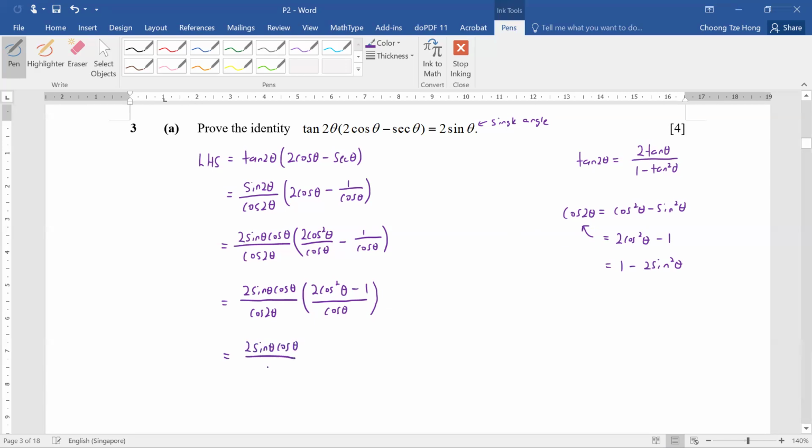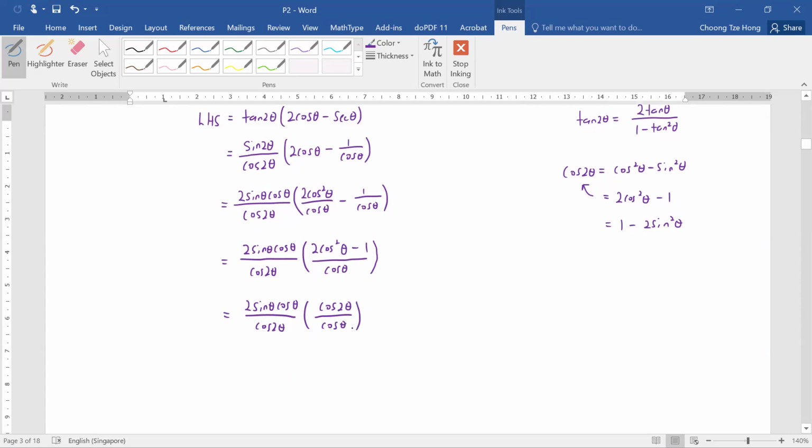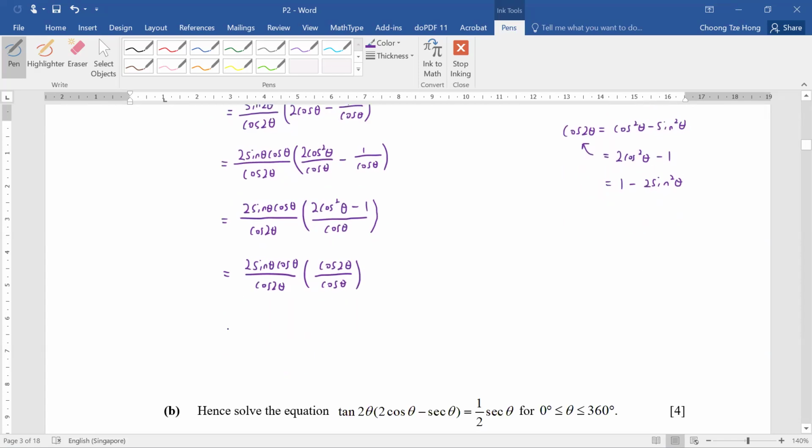Okay, so basically what we have now is this. Now we can use the double angle formula in reverse. Or if you want to change this cosine 2 theta to 2 cosine square theta minus 1 and cancel off, it's the same thing, right? So I'll change it to 2 cosine square theta minus 1 over cosine theta, and then we will cancel off and we will be left with 2 sine theta cosine theta. We cancel off these two terms, 1 and 1.